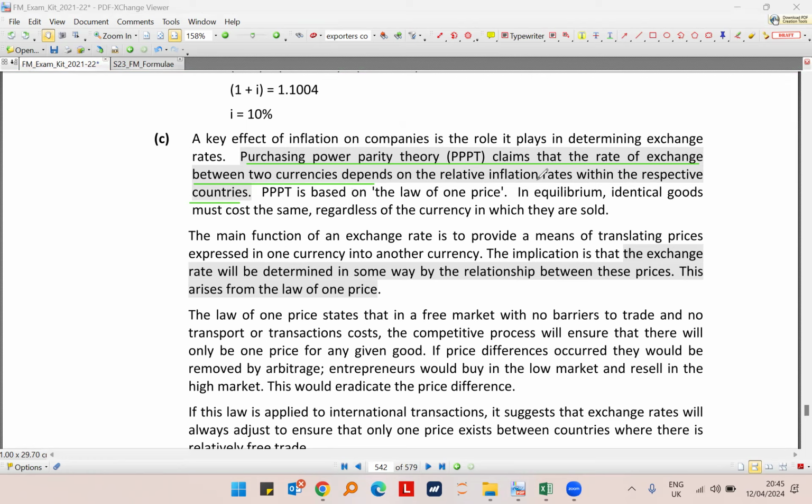Basically, it is based on the law of one price, which says that identical goods should have the same price regardless of the currency in which they are sold. You don't have to say this in the exam, and you can see it has not been highlighted.